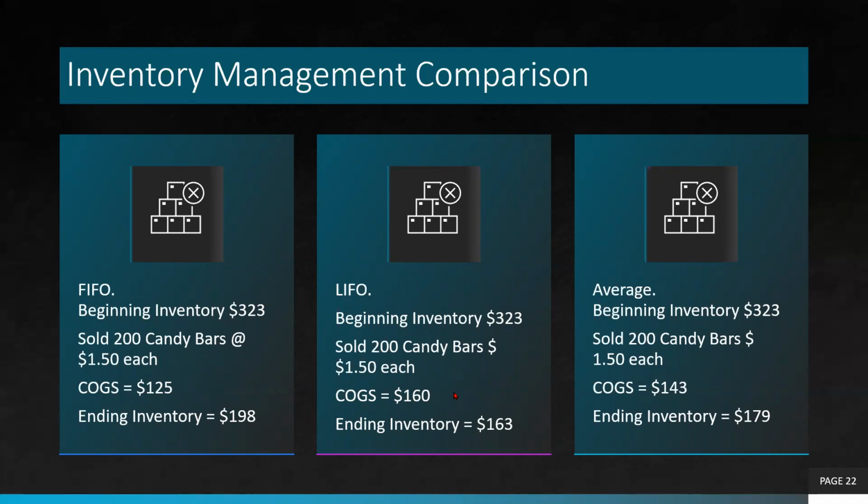Using the LIFO method, my cost of goods sold was $160 because I used the more expensive inventory because it was the last purchase that I made, and typically prices increase as time goes on. And my ending inventory was $163. And with the average, using that 72 cents, my cost of goods sold was $143, and the ending inventory was $179.